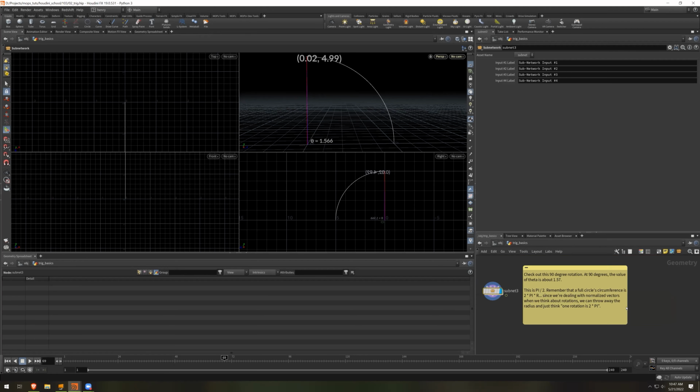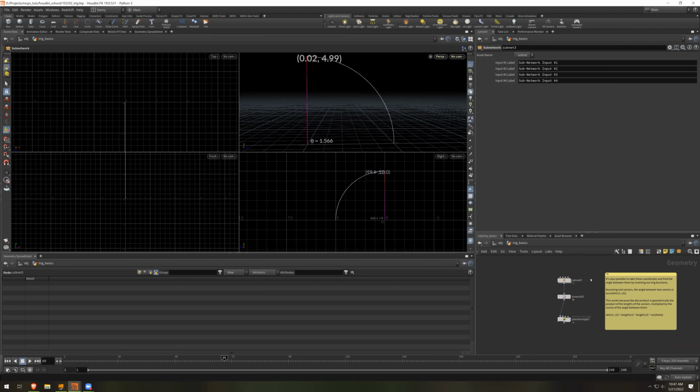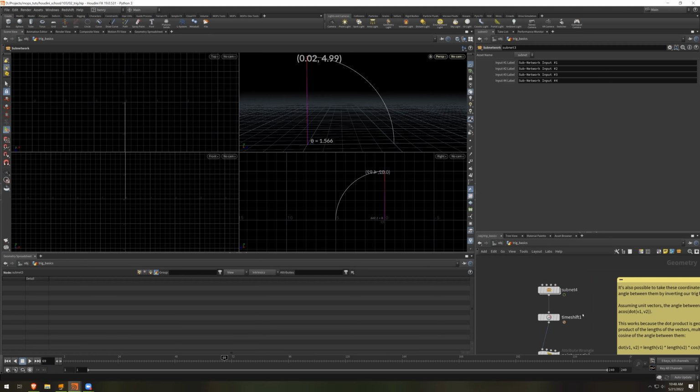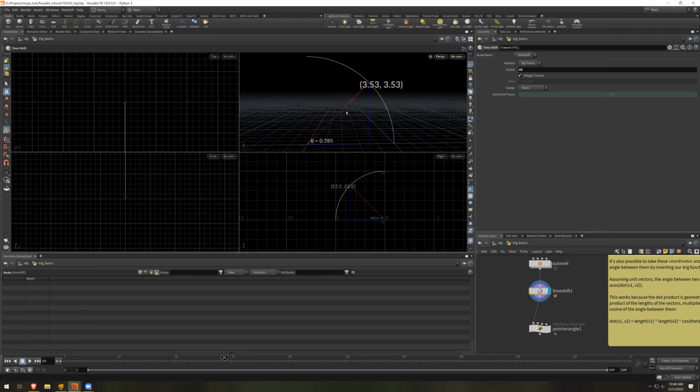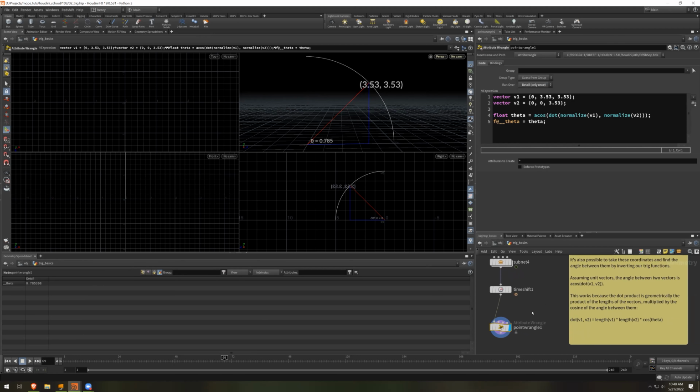So one more example here. What I'm going to do is, let's just go back here. And I've run this through a time shift so that we're focused on a very specific point. If you take a look at this VEX here, what I'm doing is just defining vector 1 and vector 2, which are derived directly from these points in this visualizer. And this expression here is basically using the inverse of the cosine function.